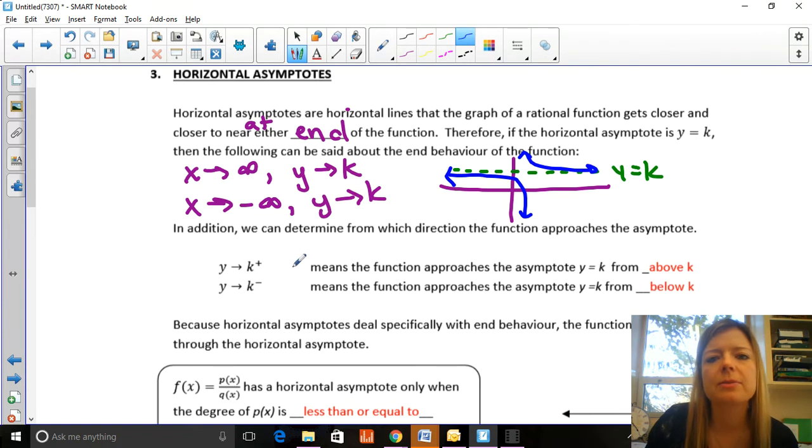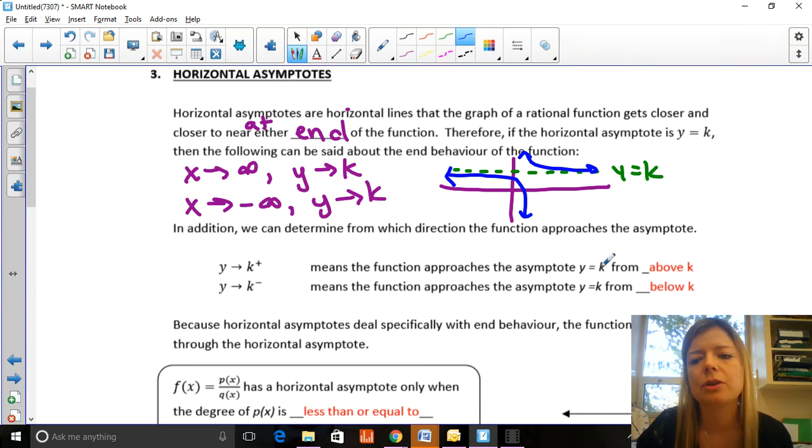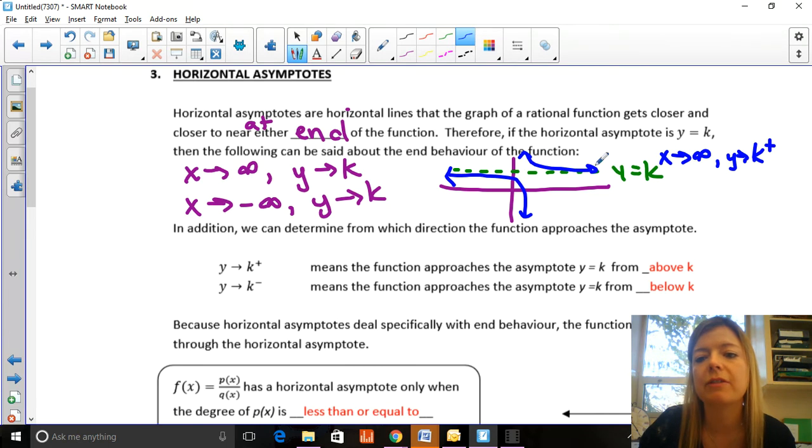Okay, so now we also have this notation. We can talk about the direction from which the function approaches the asymptote. If we say y approaches k plus, that means the function approaches the asymptote from above k. So I could say here, as x approaches infinity, y approaches k plus because I'm approaching it from the top. k minus means it's from below. So over here I could say as x approaches negative infinity, y is approaching k minus because it's approaching it from below.